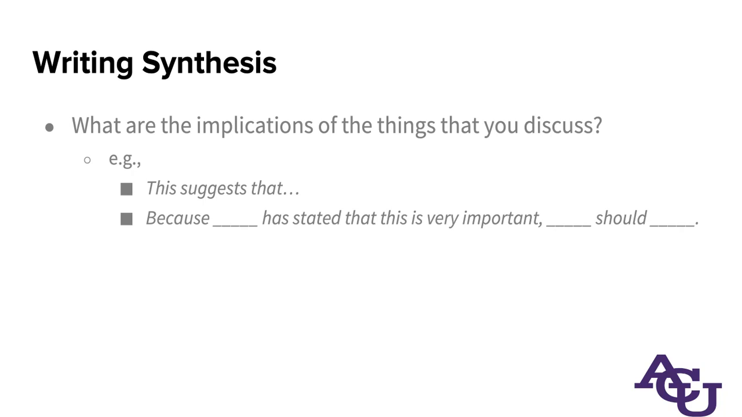So for the synthesis section first, a lot of what the synthesis will do for an assignment like this is not just saying, okay, here's what people said, that's the summary part, but what are the implications of those things? Like, based on these findings or based on this model, what should be done in general? And then the specifics as to your workplace, those go into the application section.